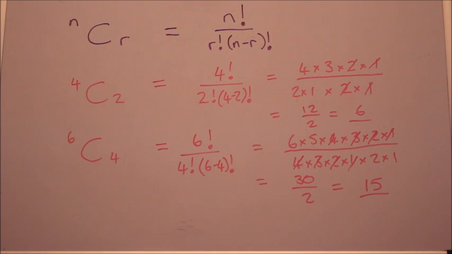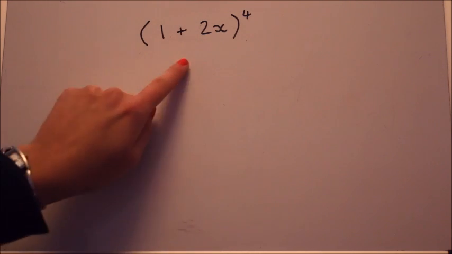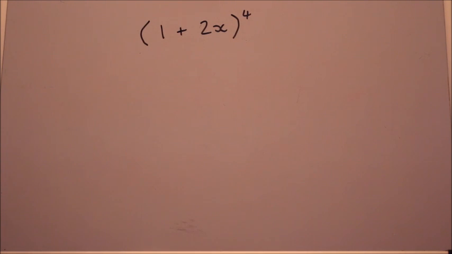Okay, well done if you got those ones right. Now the whole point of practicing those is you can use them when you expand a binomial. So here's a binomial, our first one to look at, and the first thing we need to do is get the coefficients. Now there's 2 ways of doing that.